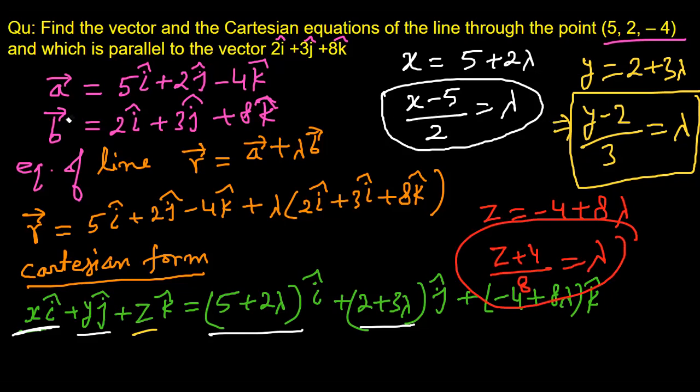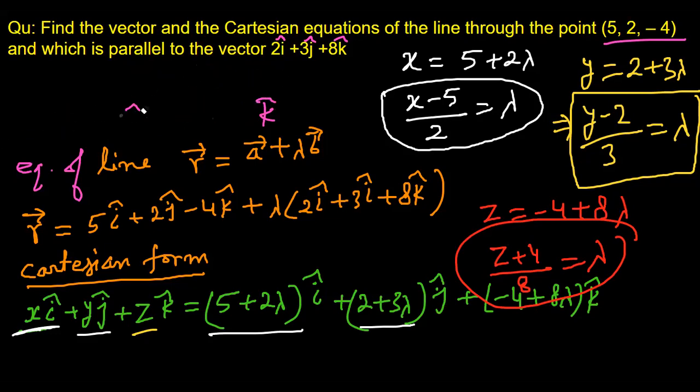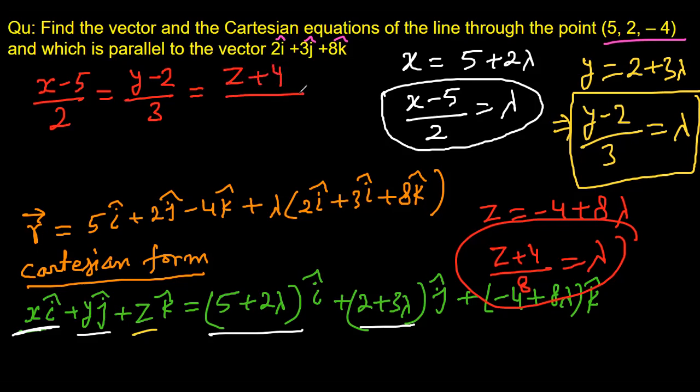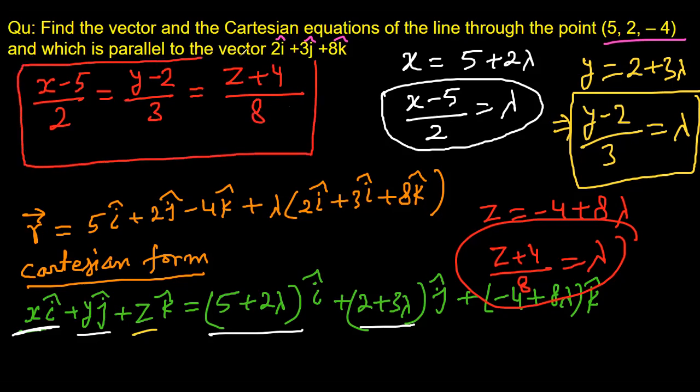Let's create some space here and write our Cartesian form. Our Cartesian form is going to be (x minus 5) over 2 is equal to (y minus 2) over 3 is equal to (z plus 4) by 8. All right, so we have written our equation in Cartesian as well as vector form.